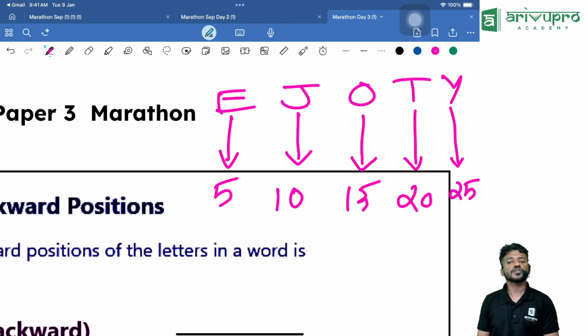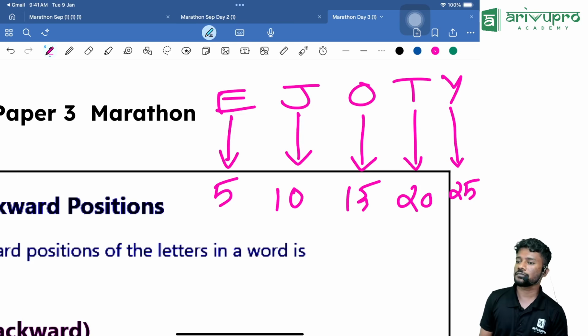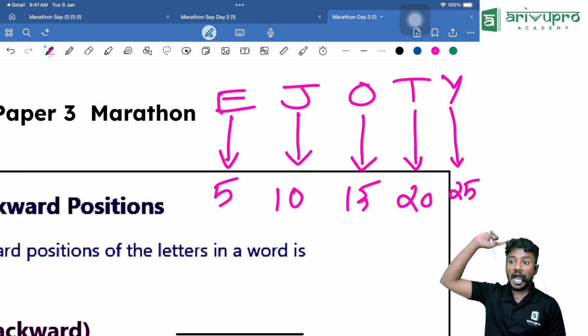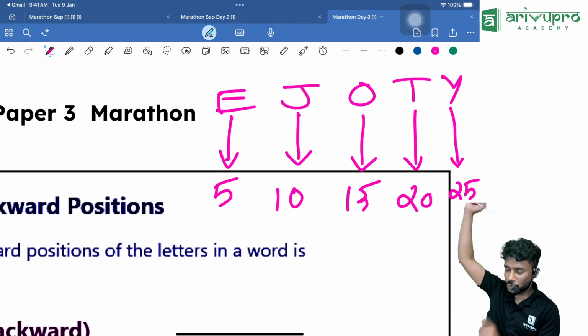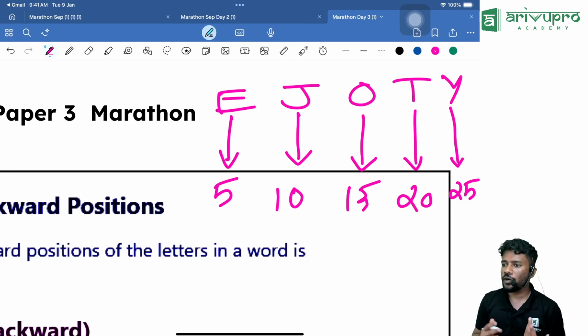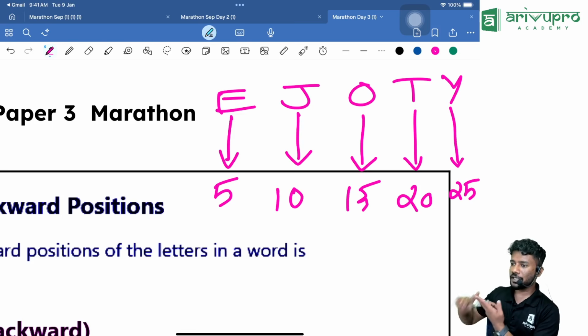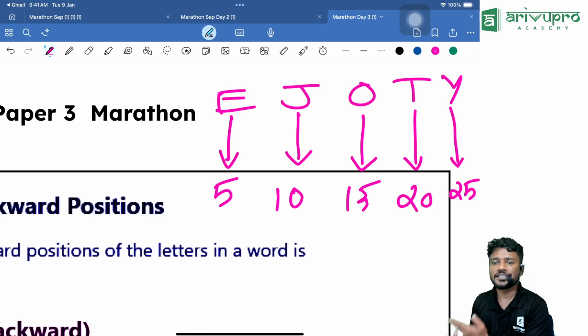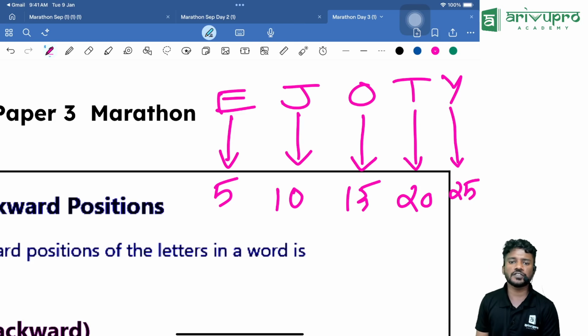Now randomly I am asking you, what is the position of R? You should be thinking R, yes, T. T is 20. So 18 should be the position of R. Then what is the position of Q? 17. O, P, Q. O is 15, then P is 16, then Q is 17. Then what is the position of G? 7. E, F, G. That means 6 is F, then 7 is G.